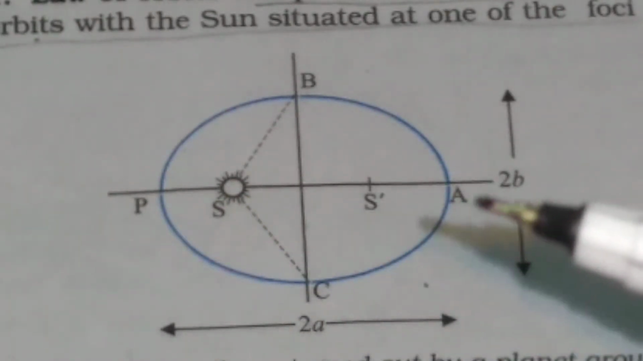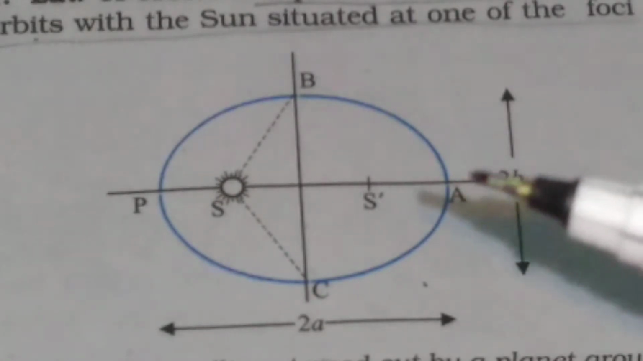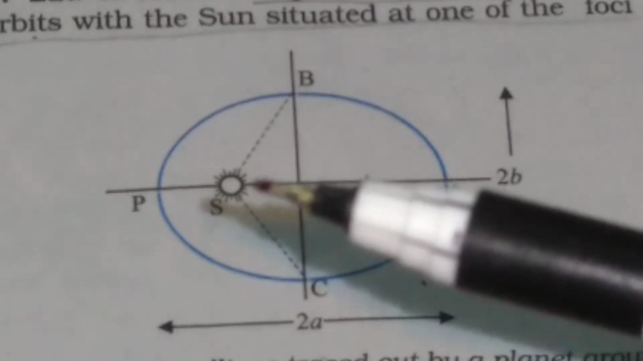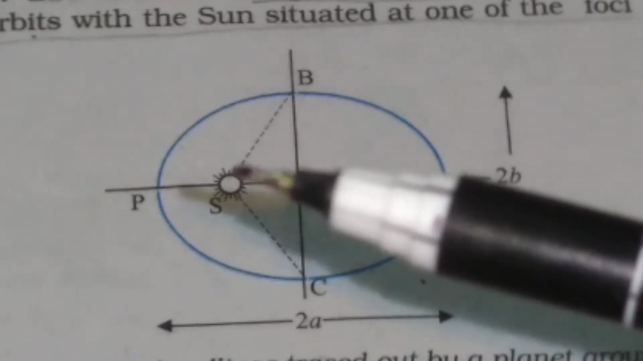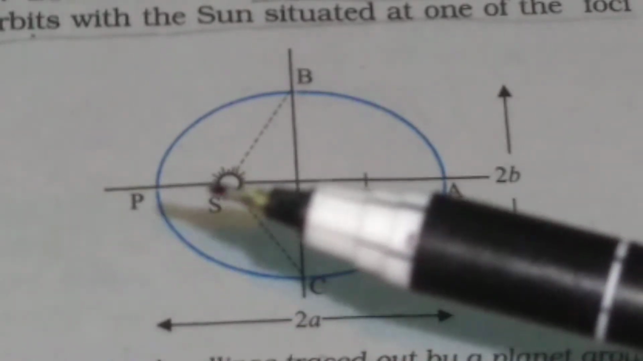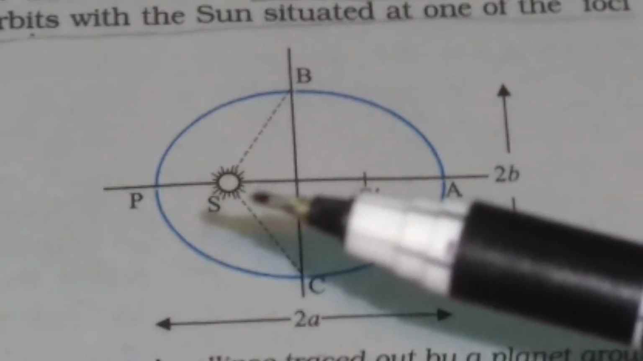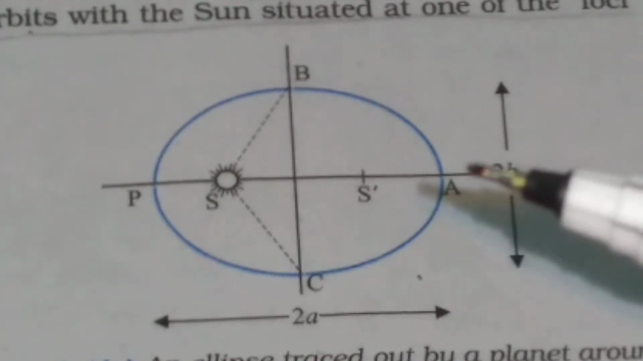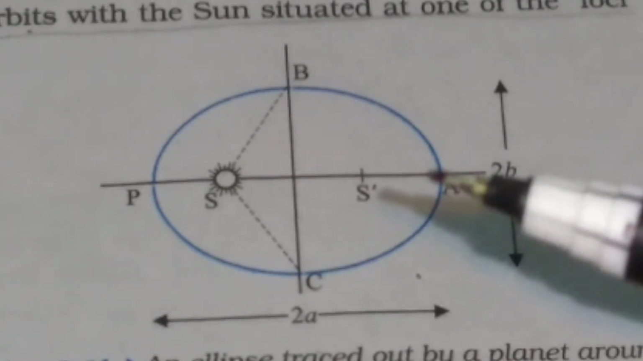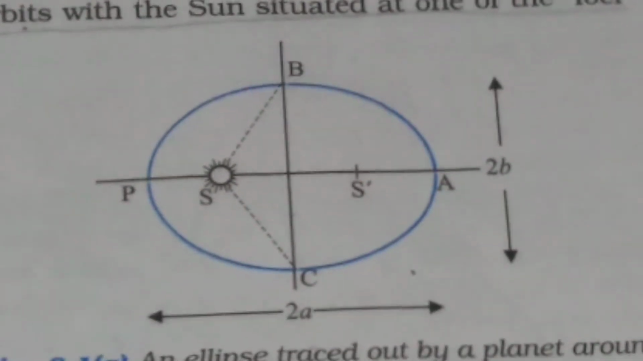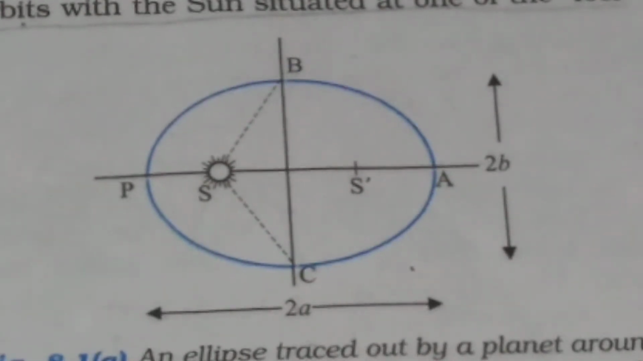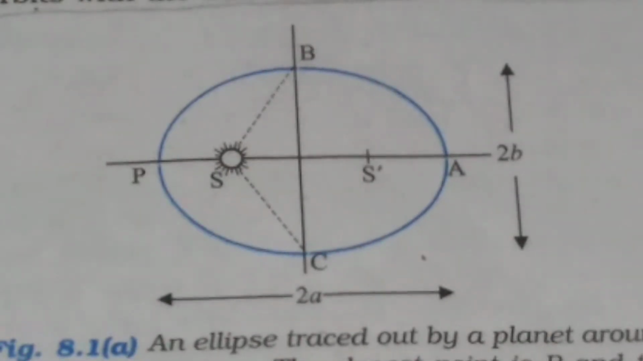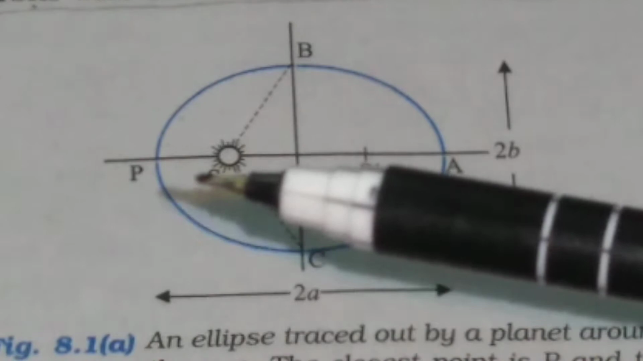This point is called the perihelion, and the perihelion is the point nearest to the sun in the path of an orbiting celestial body. Either it is a planet or asteroid or comet, the perihelion is the point nearest to the sun in the path of an orbiting celestial body. And the farthest point, that is the point A, is called the aphelion. This point A is called the aphelion, and this point P is called the perihelion.